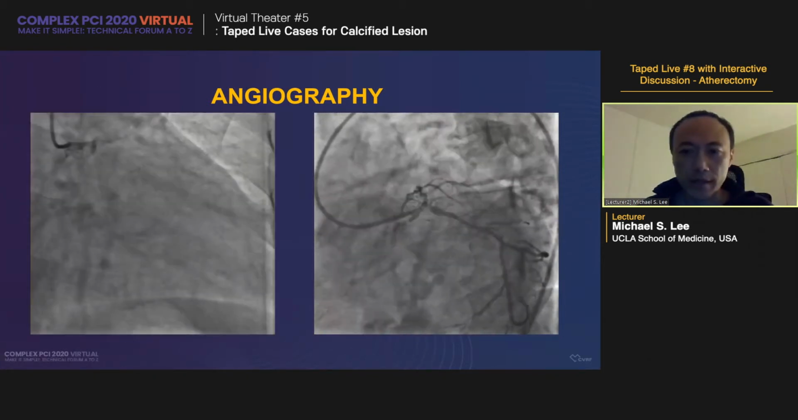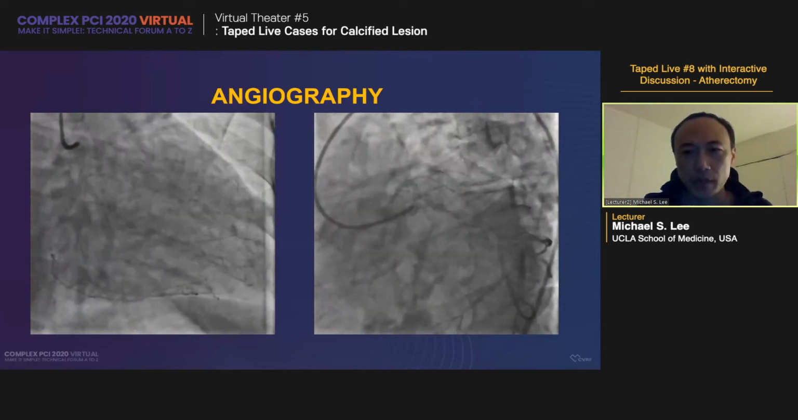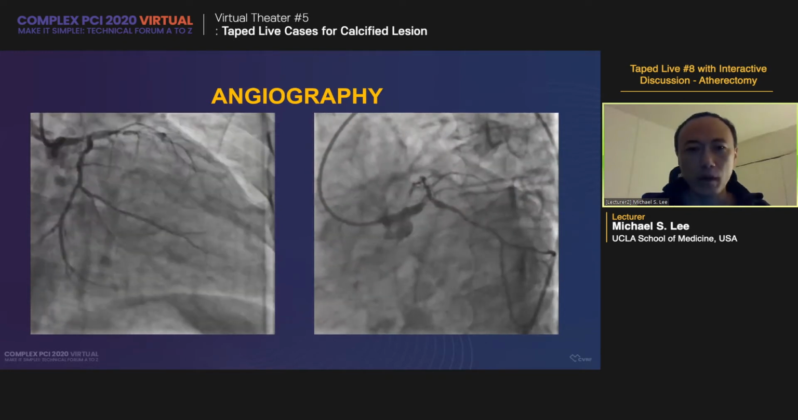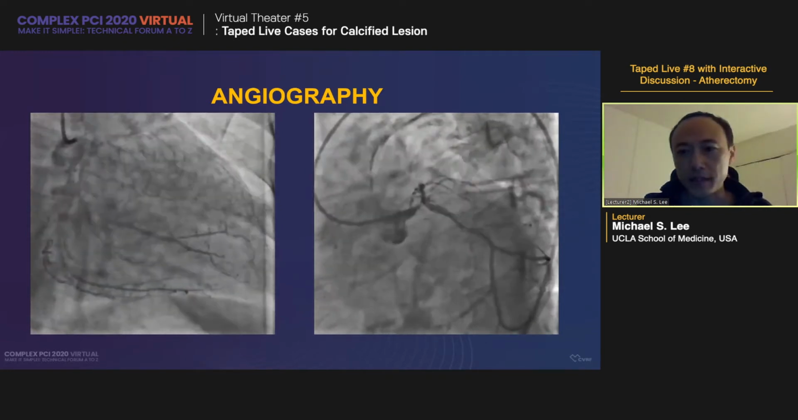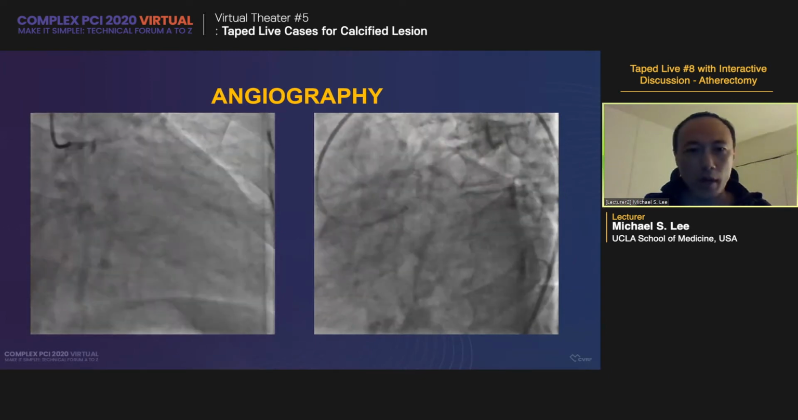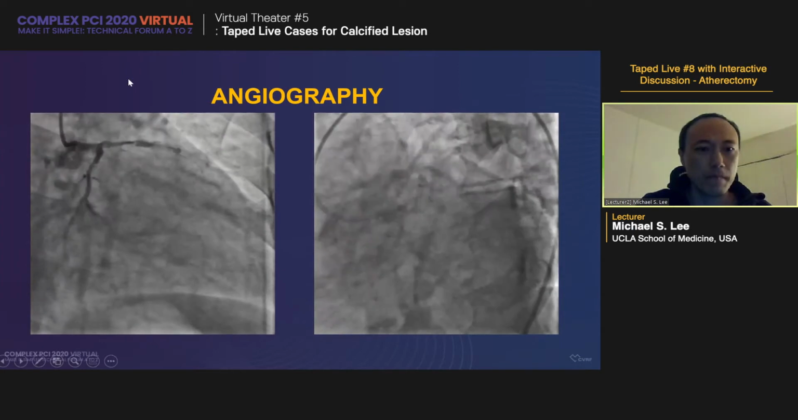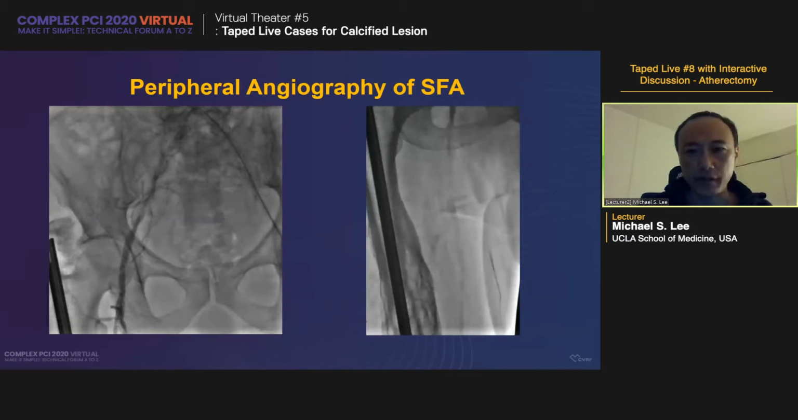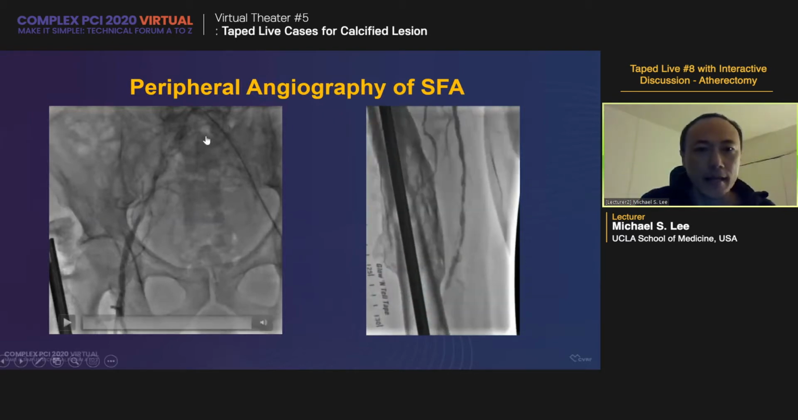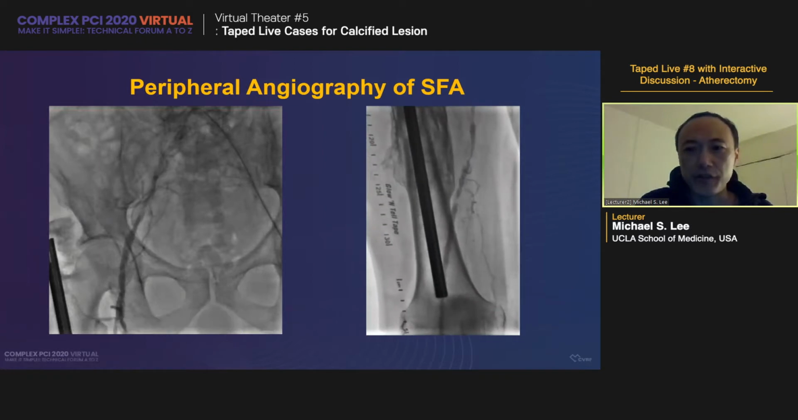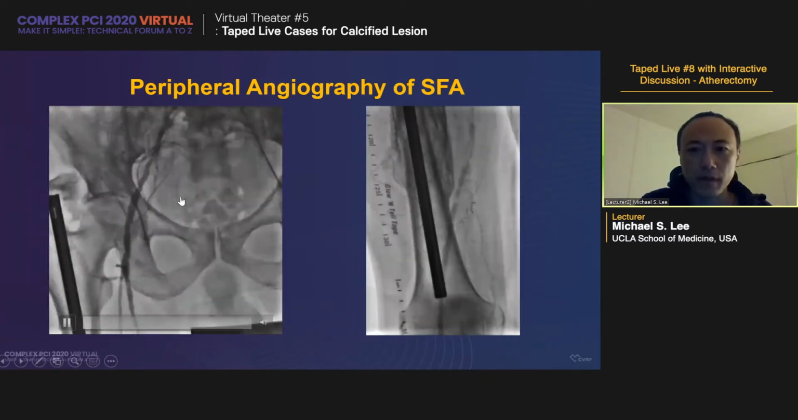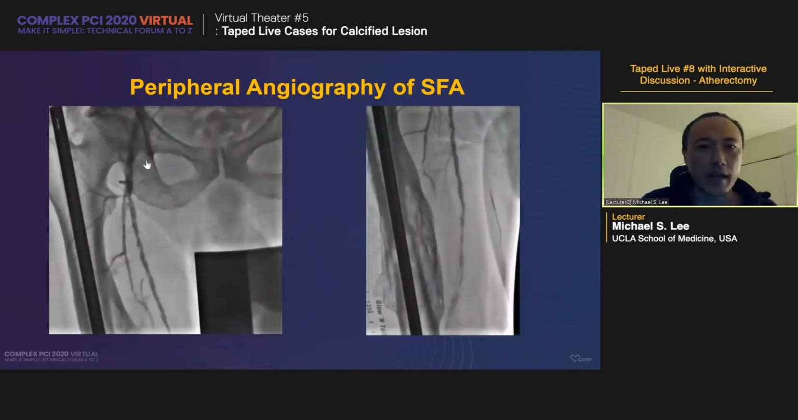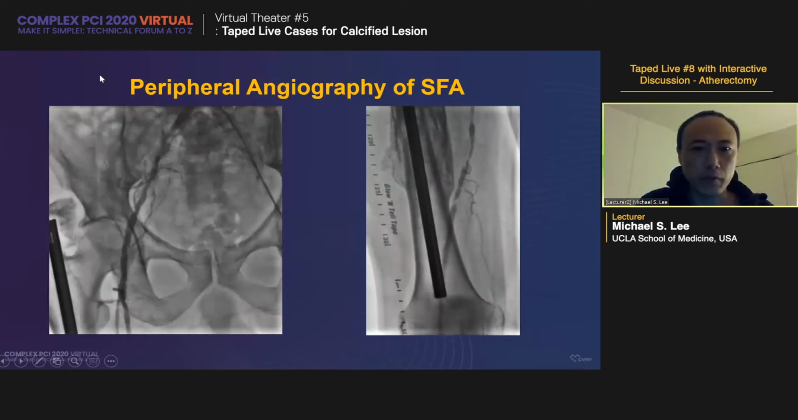Here's a LAO caudal view of the distal left main. He also has involvement of the ostium of the circumflex, so it's Medina 111. He also has a lesion up to the OM. I mentioned that he had peripheral arterial disease. He also had iliac stenosis, and you can see a long diffuse SFA stenosis. This is actually relevant because of his ejection fraction and complex coronary disease and the option of mechanical circulatory support devices.